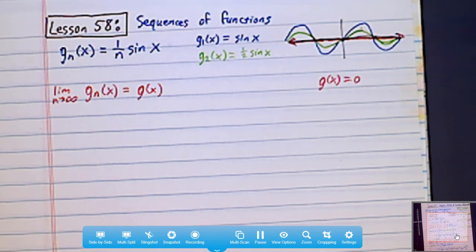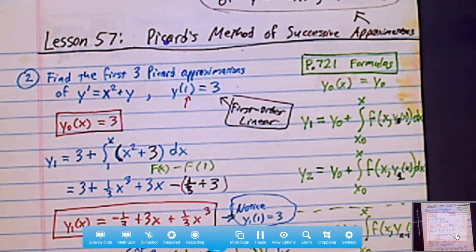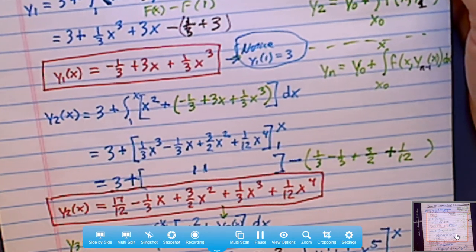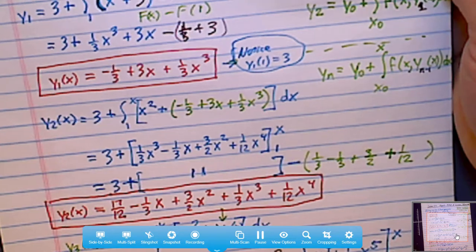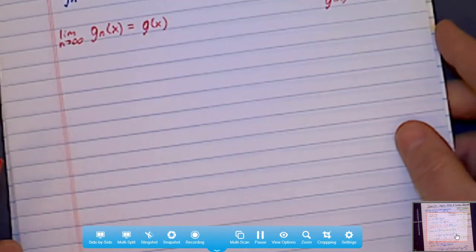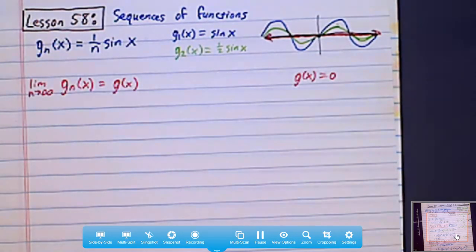This may be the first time you've ever thought of a sequence of functions converging to another function. But think about what we did last lesson: Picard's method of successive approximations, right? The idea today is, look what this is, guys. This is a sequence of functions, and each function somehow gets closer and closer to the solution. We want to converge to the solution, in the same way that gn of x converges to g of x, which is 0 here.